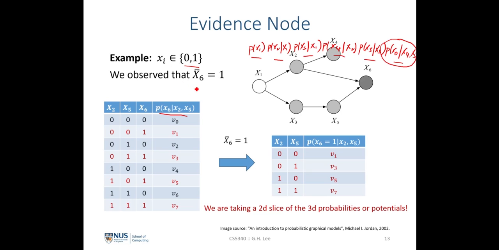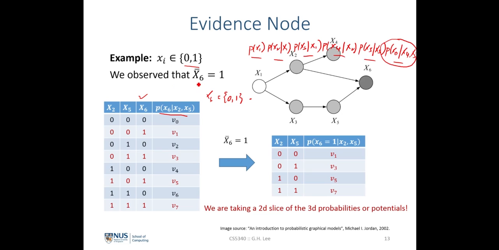What we mean by observing x6 is that we will fix x6 at a certain value. In this case, the general form of the conditional probability distribution table is given over all the possible combinations of the states of the 3 random variables in this example. And what we mean by saying that x6 is taking a certain observation is that it could be 0 or 1.